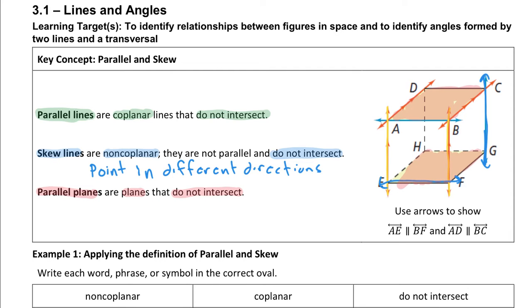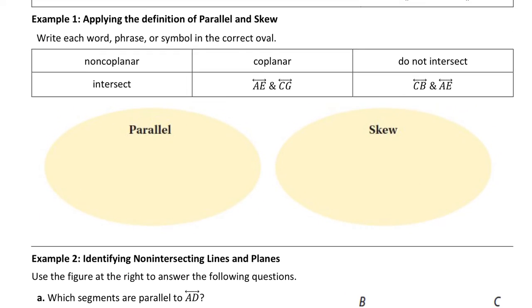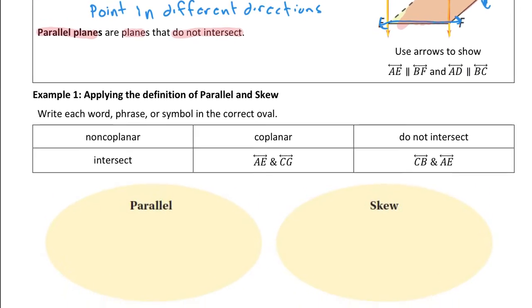So parallel and skew both mean don't intersect. Parallel lines are lines that do not intersect and go in the same direction. Same direction. Okay. So at the bottom here, or in example 1, we're going to apply these definitions, and we're going to use that diagram at the top to help us.